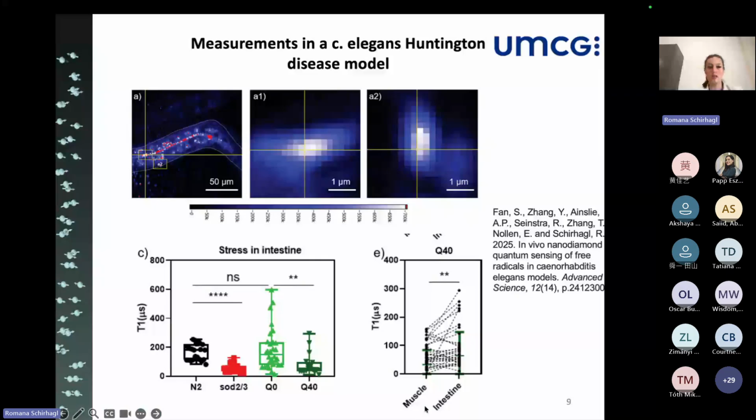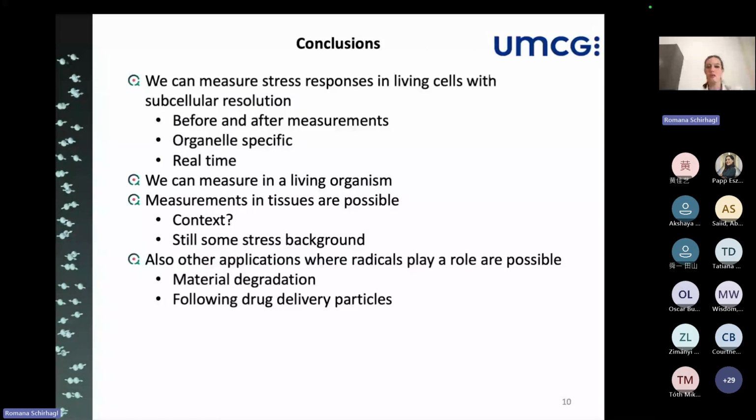So to conclude what I've shown you, we can measure stress responses in living cells and with subcellular resolution. In cells, this we now do quite routinely. We can do before and after measurements. With this, you can disentangle what comes from my intervention and what comes from the biological variability or particle variability. It's organelle specific and it's real time. We have also shown this first measurement in living organisms. This is, of course, very nice in a transparent worm.